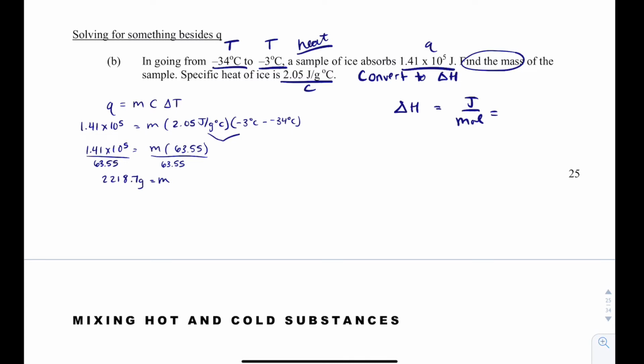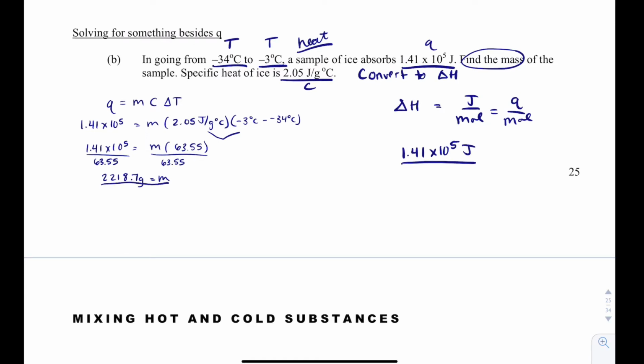If we can get behind that, then we have the formula that delta H is equal to Q over mole. And our Q here is 1.41 times 10 to the 5th joules. We just need to figure out the moles of ice that we have. Well, I just solved for the grams, so I'll take 2218.7 grams of solid water, which is ice. Hopefully at this point in the year you have the molar mass of water memorized, and 1 mole of water is 18.02 grams.